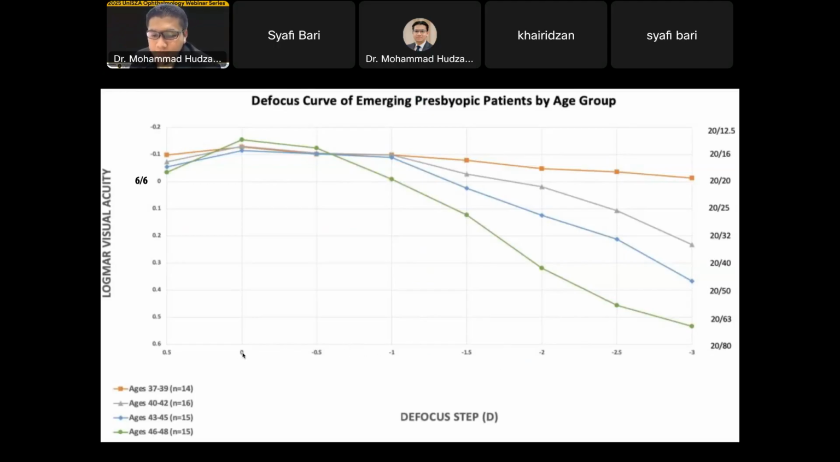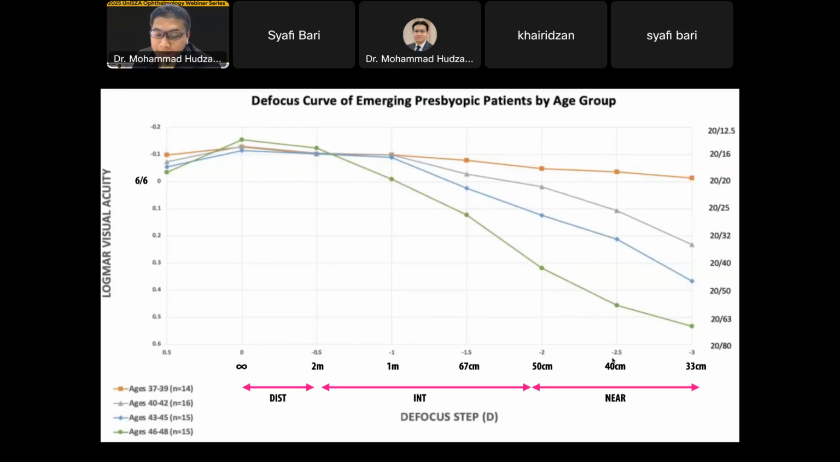So if we remember, along this defocus step, when we put in a progressive minus lens, it is as if we are testing at different vision, different distances, right? So this is where it is applicable now. When we put in a minus power lens, we are basically testing at infinity. We put in minus 0.5, we are testing as if the image is at 2 meters, and so forth until minus 3, we are testing at 33 centimeters.